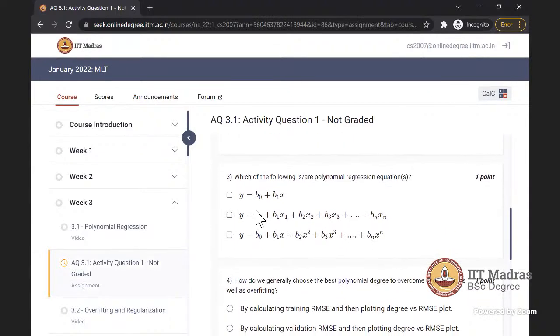Question number 3. Which of the following are polynomial regression equations? What do you think of the first one? Yes, sir, it's a polynomial of degree 1. That is true. What about option B? It's multivariable. But is it a polynomial regression equation? What is the degree? One only. Yes, exactly. And what about the third option? It's a polynomial. And what is the degree?